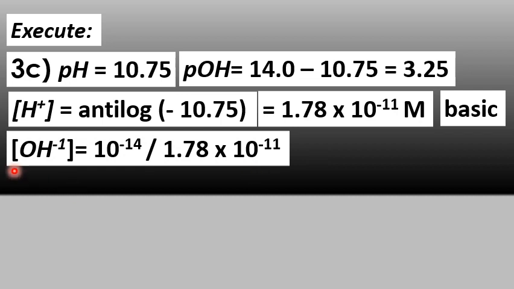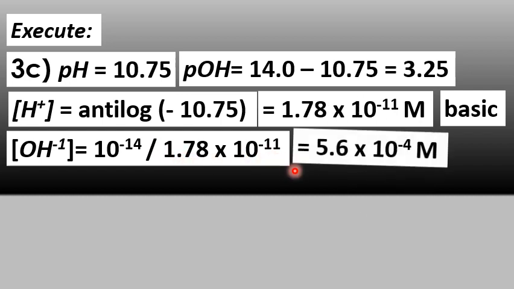Now, for the negative hydroxide ion concentration, again, we just divide the number 10 raised to the negative 14 by 1.78 times 10 to the negative 11 and get the value 5.6 times 10 to the negative 4 moles per liter or molars.